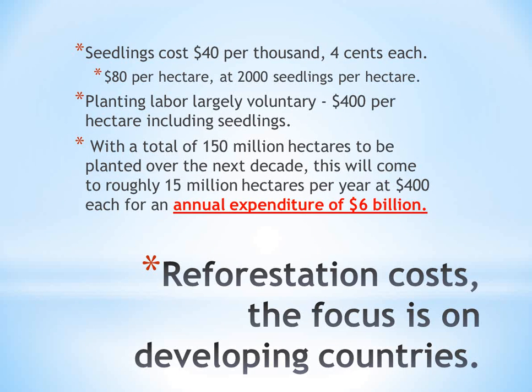Seedlings cost $40 per thousand, 4 cents each, or $80 per hectare, at 2,000 seedlings per hectare. Planting labor is largely voluntary, so the cost is $400 per hectare including seedlings. With a total of 150 million hectares to be planted over the next decade, this will come to roughly 15 million hectares per year at $400 each, for an annual expenditure of $6 billion.